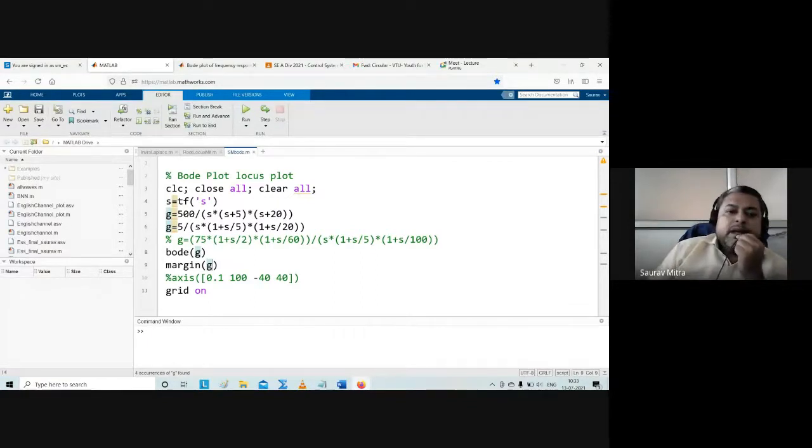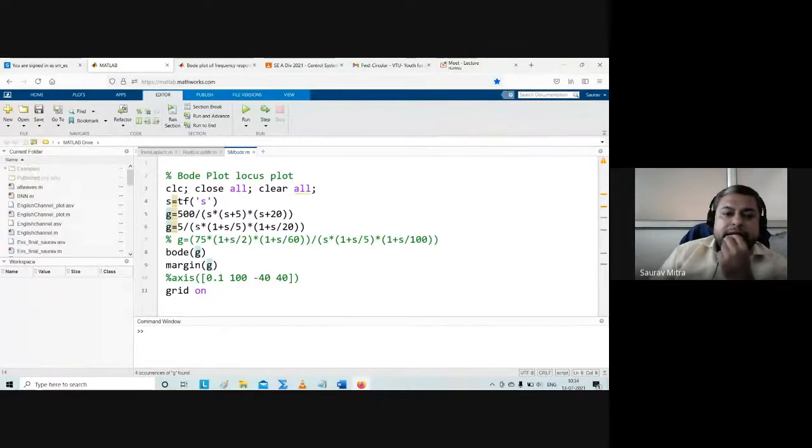So 1 by s has an amplitude of 20 at 0.1, and 5 means actually 20 log 5, that is 14. So for 1 by s it has amplitude 20, and for 5 it has amplitude 14. So at 0.1 the amplitude will be 34 dB. Then it will be falling minus 20 dB per decade starting from 0.1, till frequency 5.